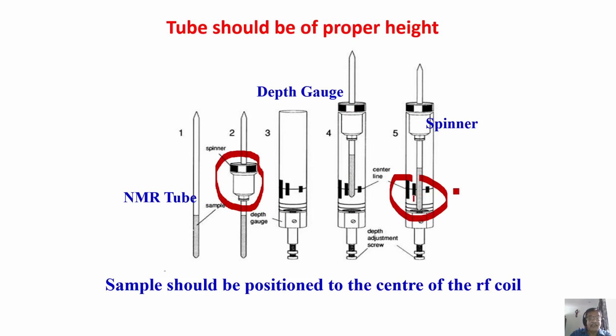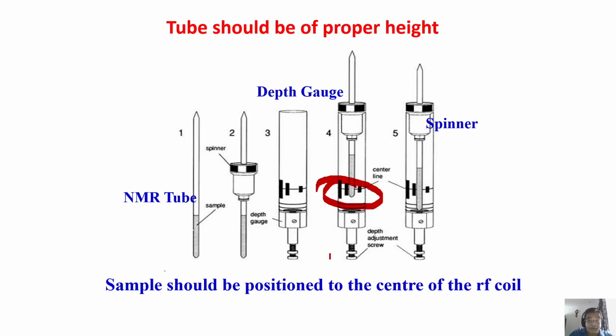The markings are given like this. Supposing you put your sample like this, if your NMR tube height is a little above, see, it is not exactly at the center of the receiver coil, the RF coil. As a consequence, you will get a bad signal. Your line shape gets distorted. It should be properly positioned like this.